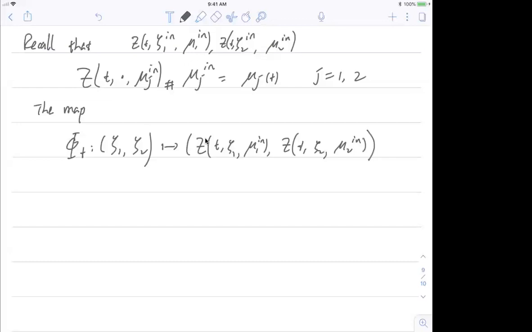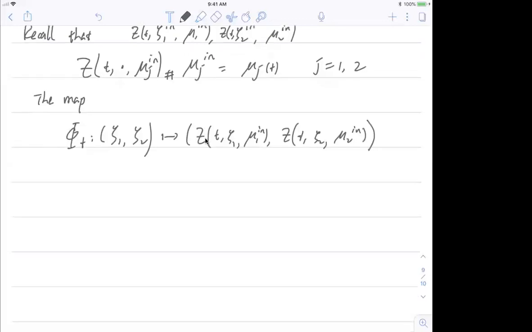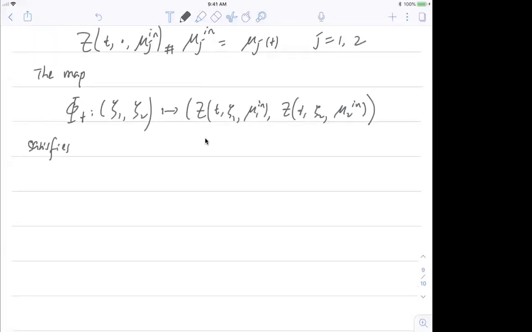So this is the joint map. Okay, and you can check easily. So this map pushes forward pi initial. So pi initial is a coupling of mu1 initial and mu2 initial. If you take the push forward map, you get a measure which depends on t, the parameter t, the time.